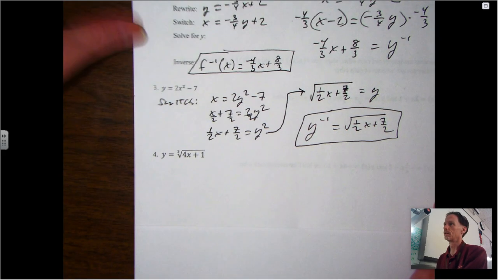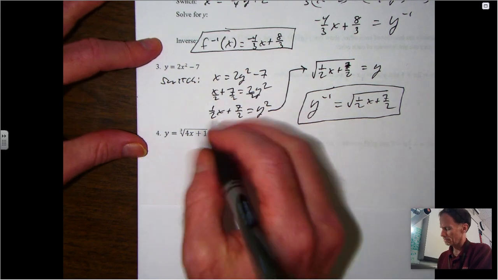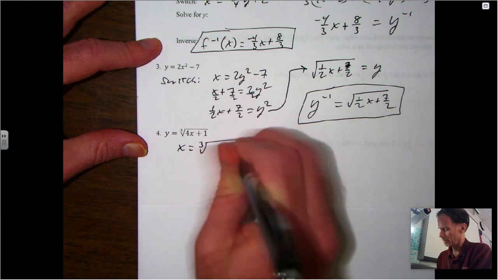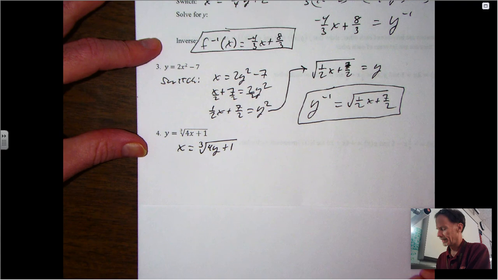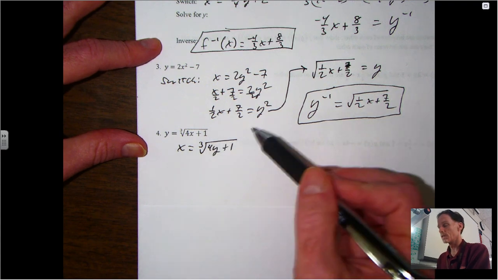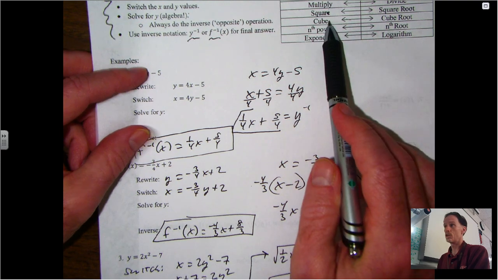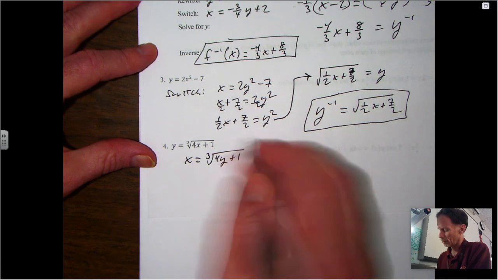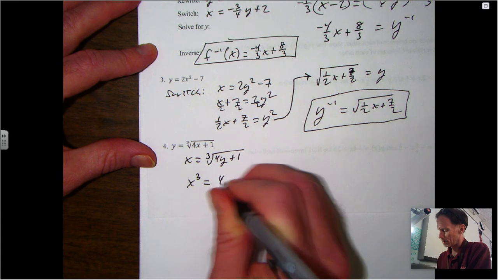How about number 4? So again, we already have y, so all we got to do is switch them. So x equals the cube root of 4y plus 1. And again, what's the opposite of a cube root? If you have a cube root, the opposite is just cubing. In other words, we raise both sides to the third power. It'll be x to the third equals 4y plus 1.